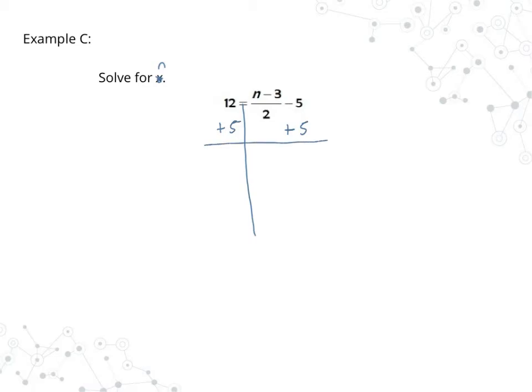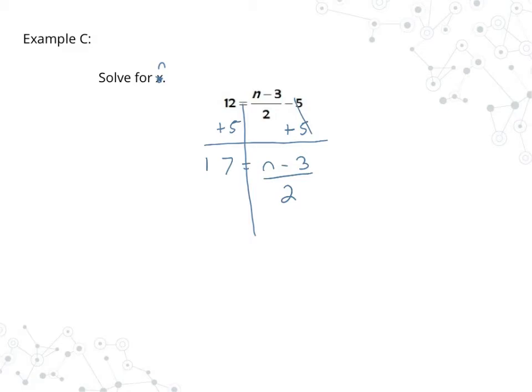That's going to cancel. 12 plus 5 is 17. I'm going to bring down my n minus 3 divided by 2. Now, I know what you're thinking to yourself. Okay, I get rid of the constant now by getting rid of that -3. But the problem is that you can't. You have everything being divided by 2. So that n is being divided by 2, that -3 is being divided by 2, the n minus 3 is being divided by 2. So we can't get to that -3 because the dividing by 2 is in the way.